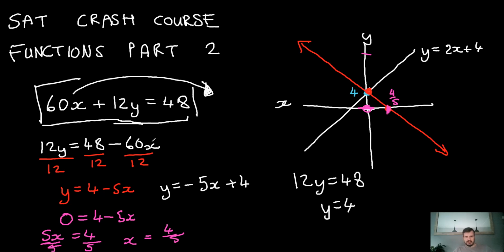And the same for this. To get the 4 over 5, we could have just made the y bit 0. And so you have 60x equals 48. And when you divide both sides by 60, 48 over 60 also happens to just be 4 over 5. So you can find the x and the y-intercept if it's like this by just making the other thing 0. So when you want the x-intercept, you take the y away. Yeah, and if you want the y-intercept, you take the x away.